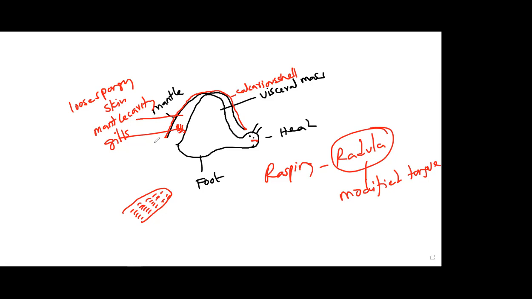Ma, what is your doubt? Sir, this mantle is present outside the visceral hump, sir. Yeah, suppose, just imagine, this is our body. Generally, at the time of sleeping, we cover our total body by means of a blanket. Just imagine, the blanket is nothing but the mantle. That is a simple outgrowth from the dorsal surface.